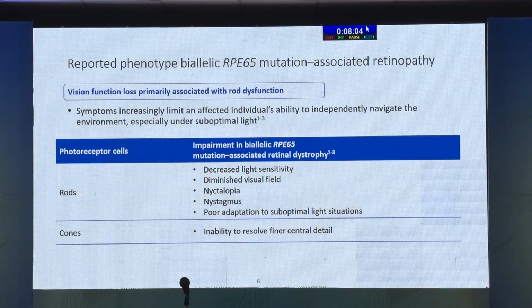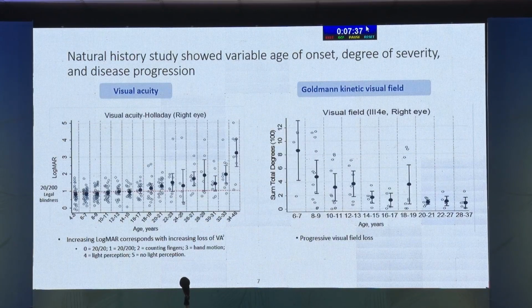Everyone that works in RP knows that the mutation resides in the RPE, and secondarily we get dysfunction of the rods, and following that the cones, with this list of phenotypic features. In RPE65 mutation, because of the role of the RPE65 protein, it's said that nyctalopia is more prominent than in the other retinal dystrophies. Further to the point that we have a lot of phenotypic variability, this is a study showing the variability in decay of visual acuity and Goldmann visual field over time.